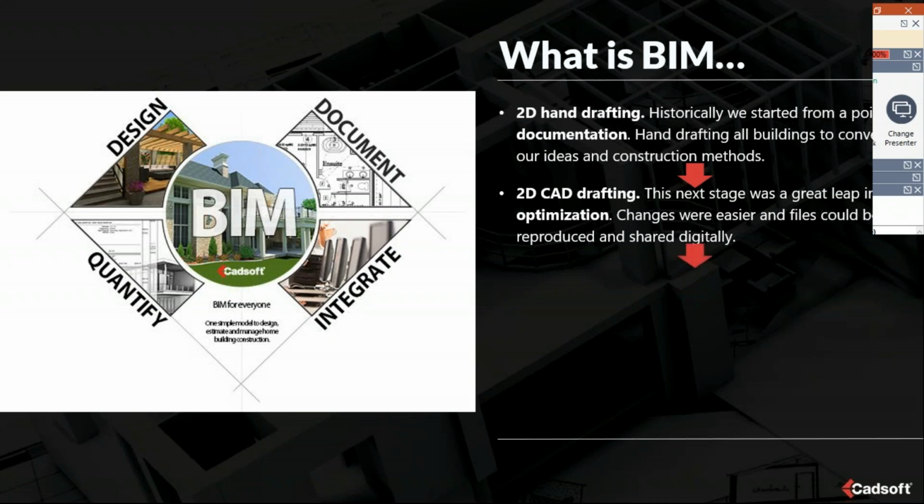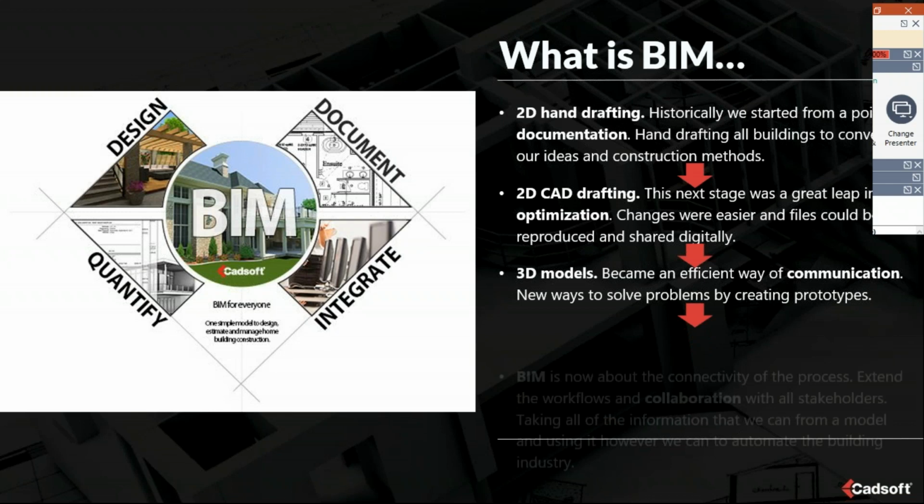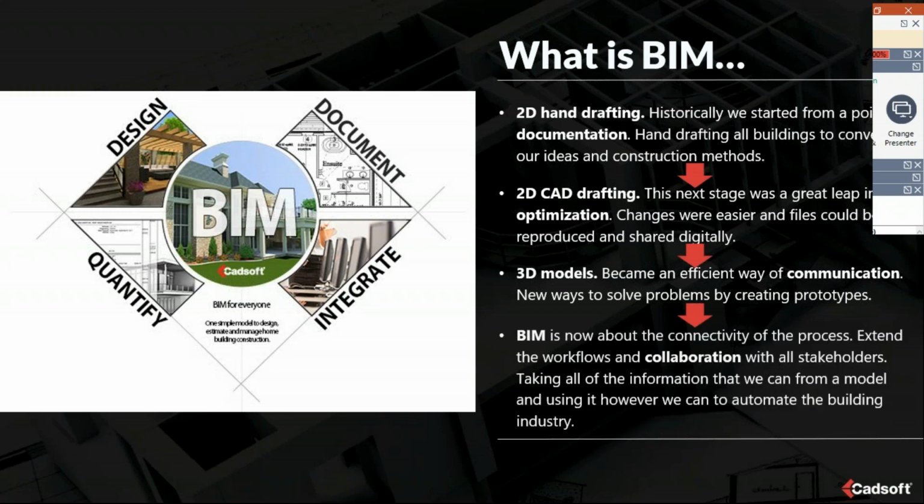From there, we progressed to making 3D models. And this became an efficient way of communication. New ways to solve problems by creating prototypes and looking at a 3D model. And then from there, we now have BIM. And BIM is about collaboration, making sure that everyone that's involved in a project can get information from that model. So many people think that I have a 3D model, I have BIM. If you're not taking advantage of the information and the connectivity of that BIM model, you're not using BIM. You're using a 3D model.